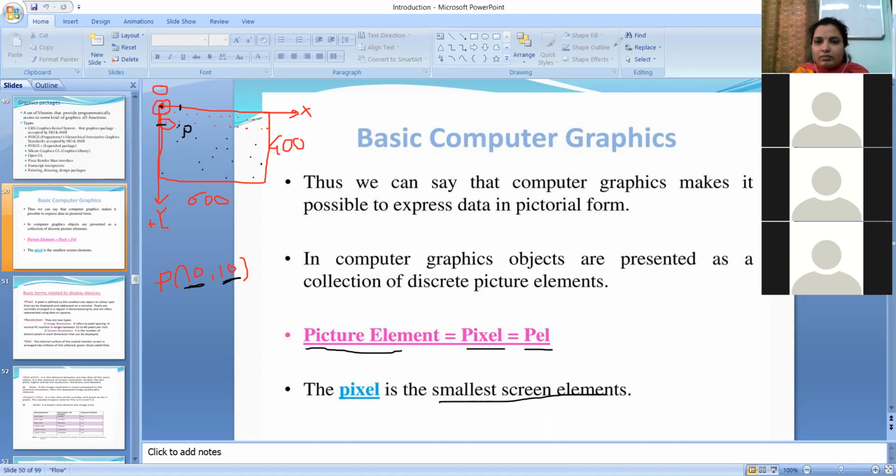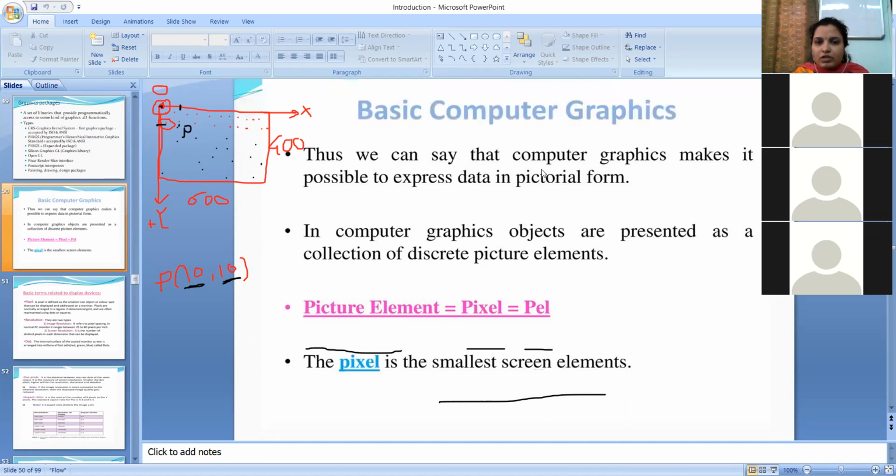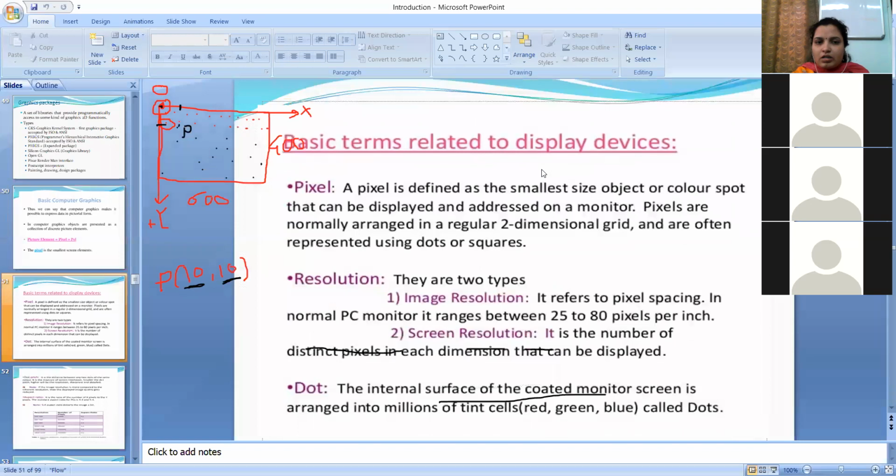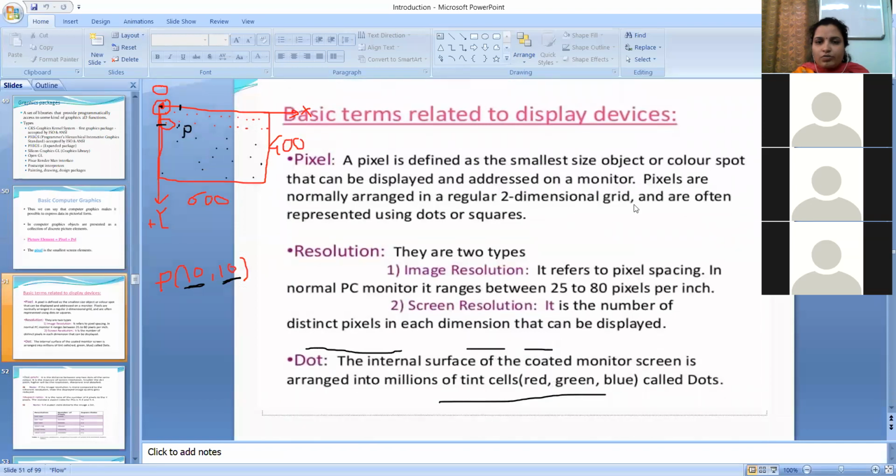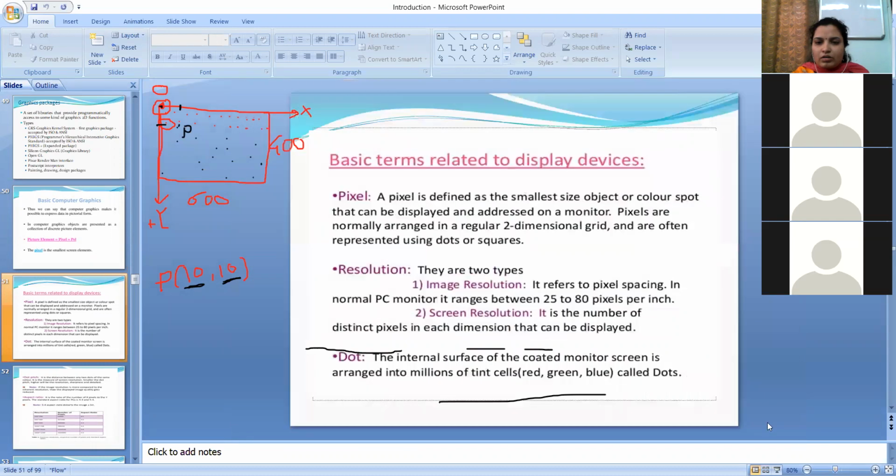Next, we can see the definition in detail. A pixel is defined as the smallest size object or color spot that can be displayed and addressed on a monitor. So we can display it and we can address it on the monitor.